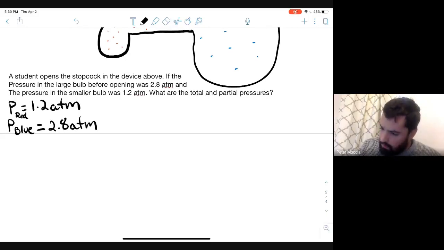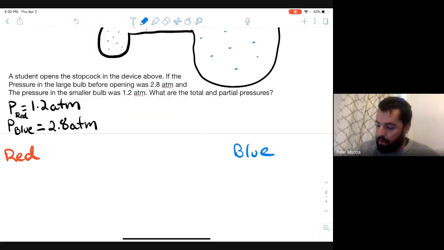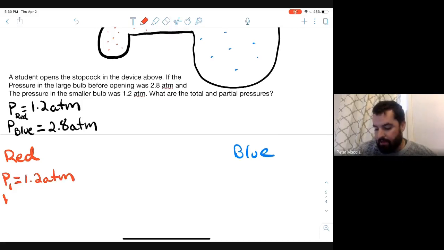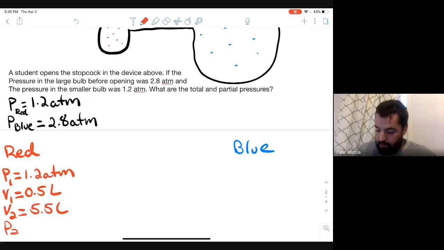So we'll separate these into two different sections. We'll say for red over here, and we'll do the blue one over here. So for red, P1, the initial pressure, was 1.2 atmospheres, okay? V1, the initial volume, is 0.5 liters. Once we open the stopcock, V2 is 5.5 liters, okay? And P2 is our unknown. That's what we're trying to find. What P2 represents is our new partial pressure of the red gas.